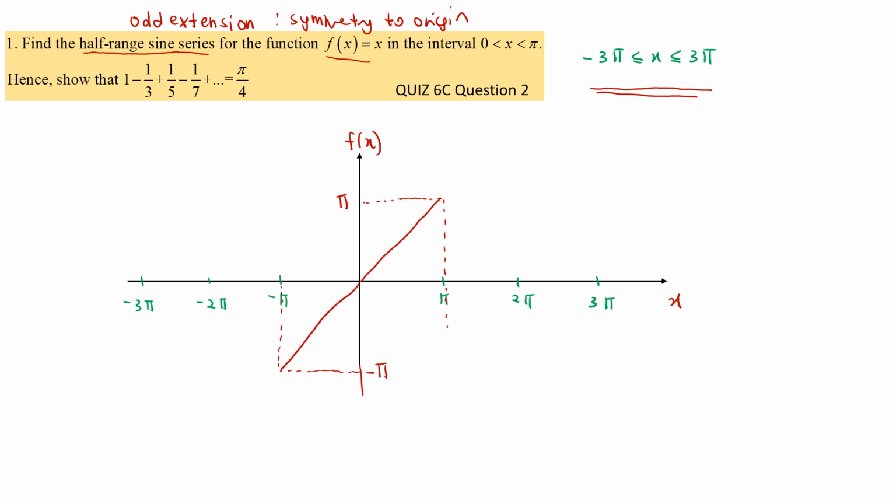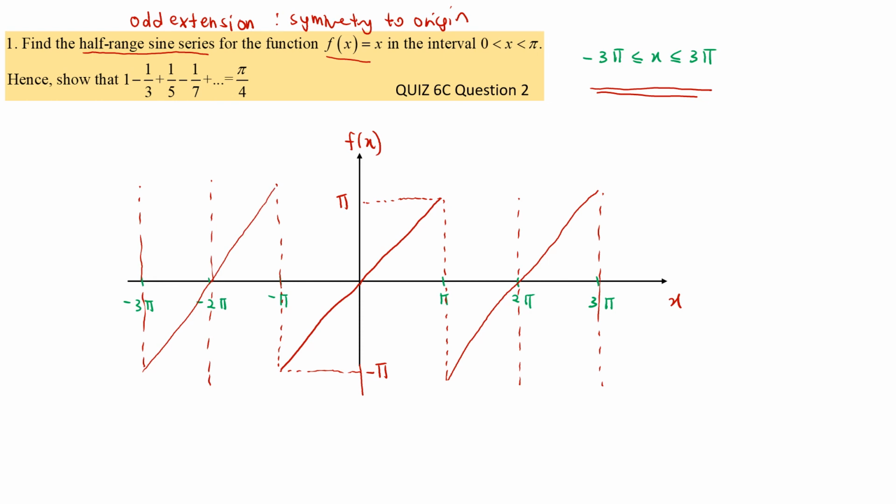Okay, now we can repeat the same pattern for pi to 3 pi and for negative 3 pi to negative pi. So the pattern will be the same, just like this. It just keeps repeating the same with the same interval of 2 pi. Okay, so now we have done sketching the graph for the odd extension, or for the Fourier sine series.